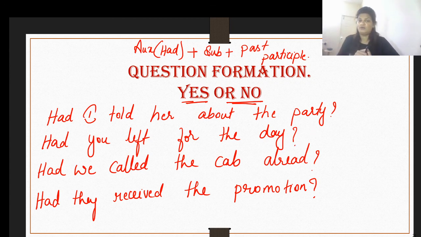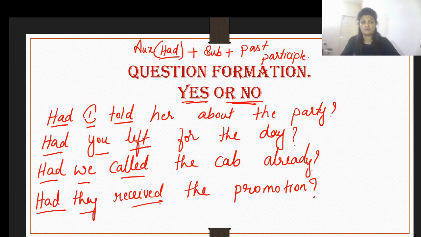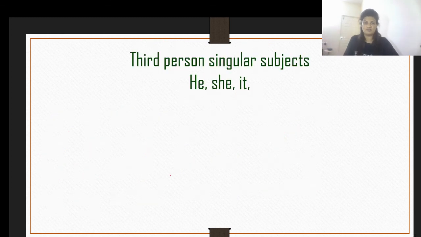Had I told her about the party? Had you left for the day? Had we called the cab already? Why already? Already. Had they received the promotion? Well, all these are referring to older actions, the actions which have happened way back in time. The sentence structure is had, then the subjects I, you, we, and they, and then the past participles: told, left, called, and received.